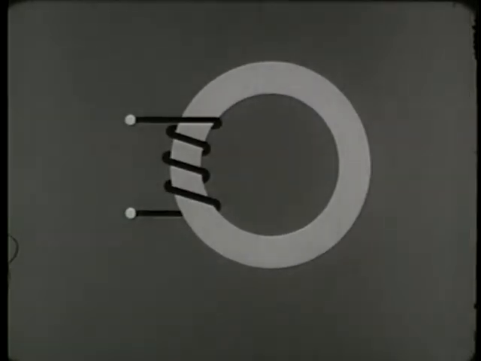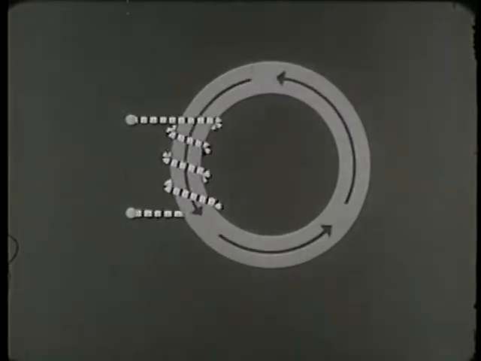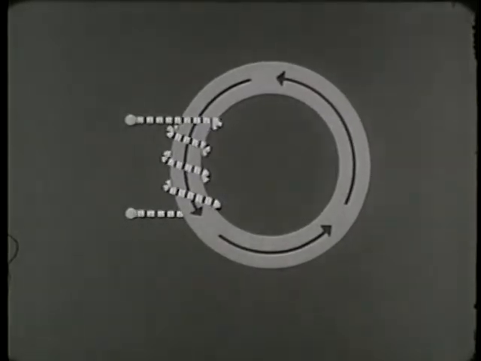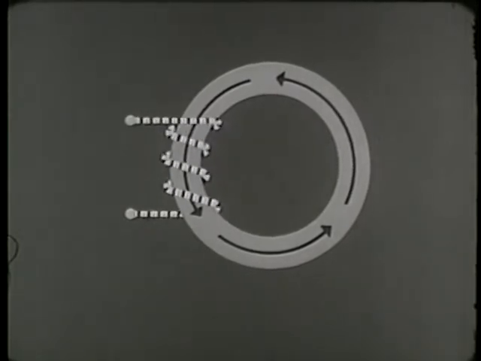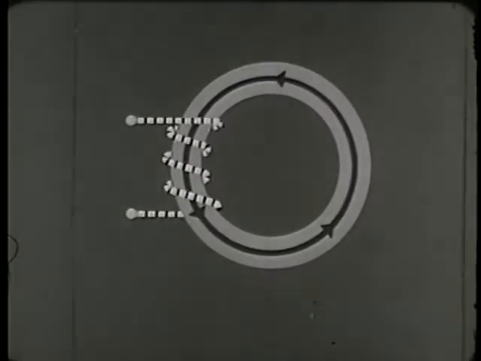Around the core is wrapped a conductor. Current flowing through the winding produces a magnetic field around the conductor. Because the core is made of highly permeable material, it forms a path for the magnetic lines of force. Because it is ring-shaped, the path it forms is a closed loop.